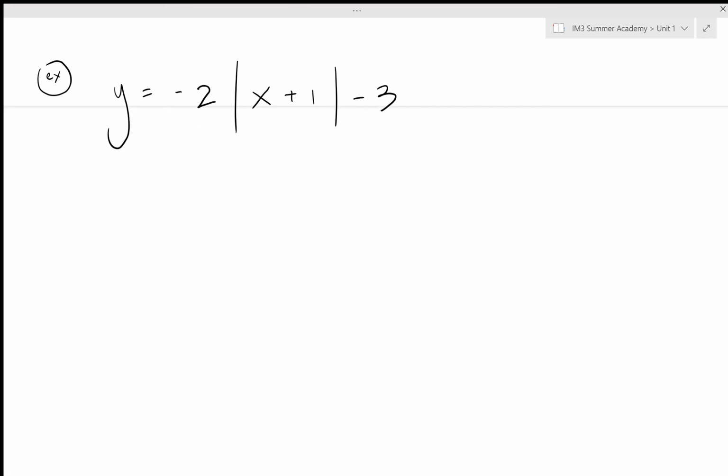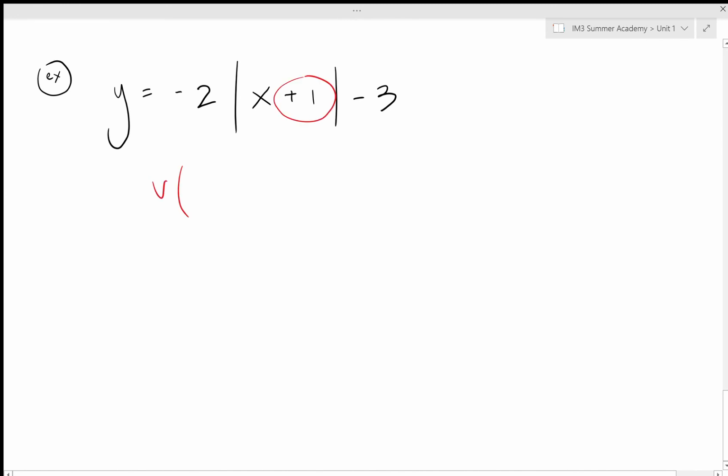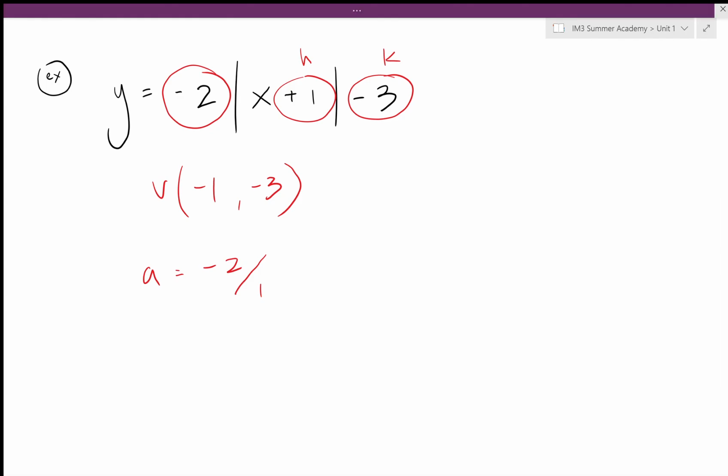So let's work it the same way. Let's find that vertex. Take the opposite of the inside number, opposite of the h, negative 1. My k stays how it is. That's going to be a negative 3. And my a this time, the number in front is a negative 2. Now let's see what that's going to change once I make that a fraction and start graphing it.